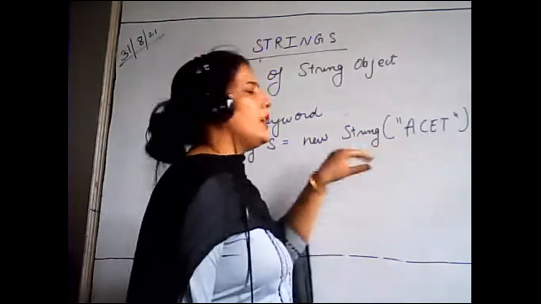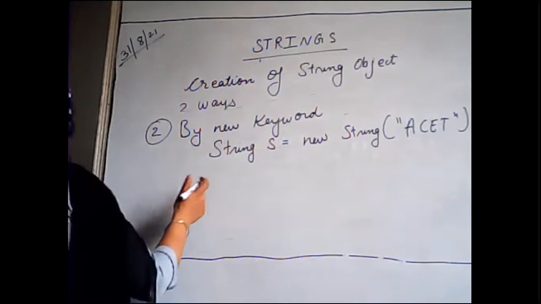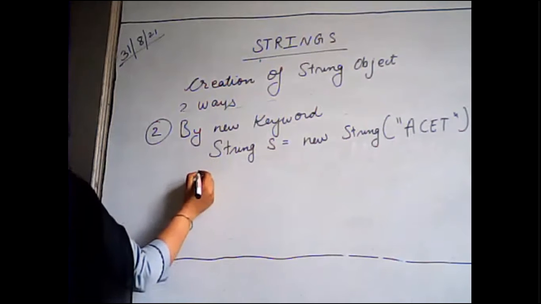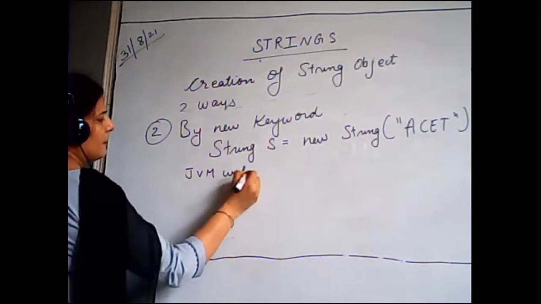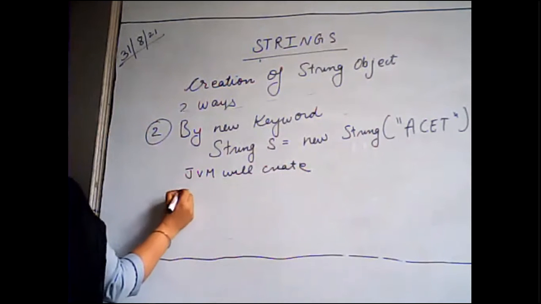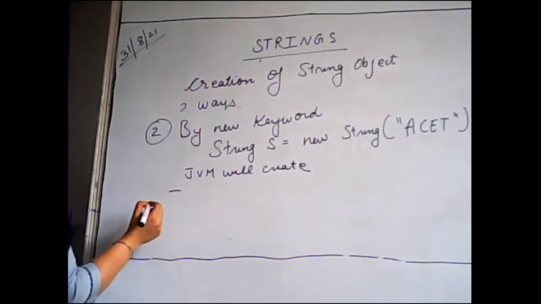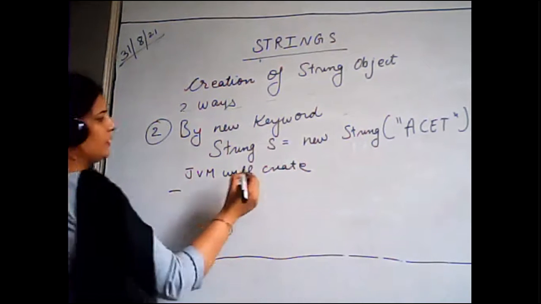So what will happen when we are using this new keyword? The JVM will create a new string object. So a new string object will be created.